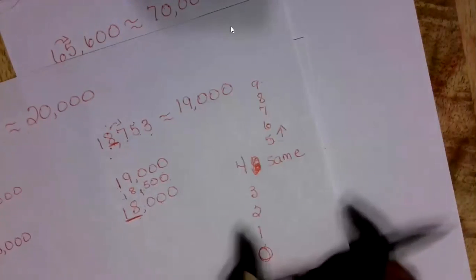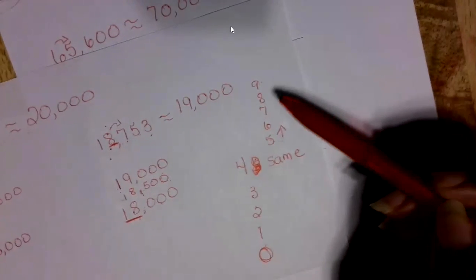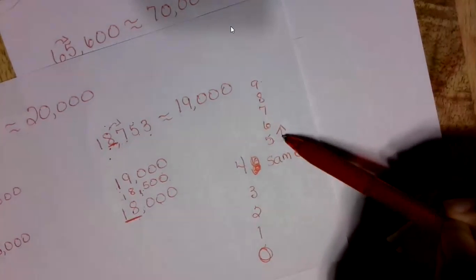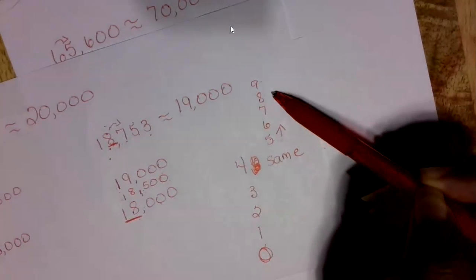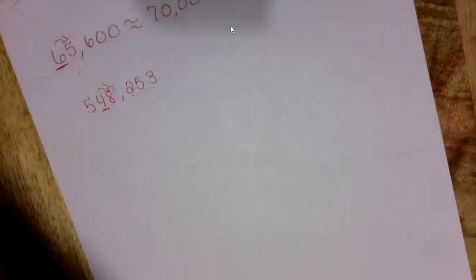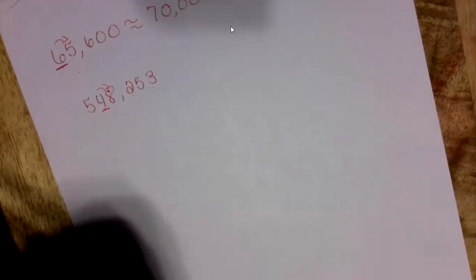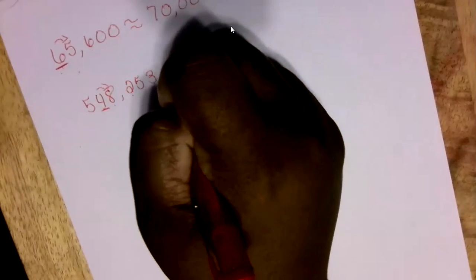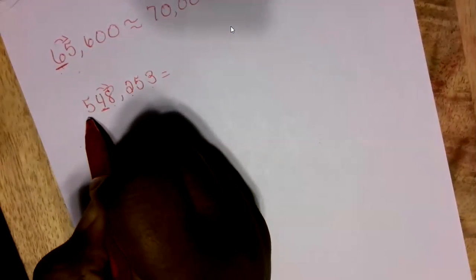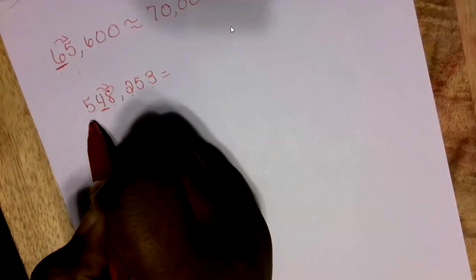So we're going to look back at our chart where we wrote it down, and 8 tells us that the number that we're rounding has to go up by 1. So if 4 goes up by 1, what does it become? A 5. Now when we're writing this, what do we do with the number that's in front of the place value that we're rounding? It stays the same.